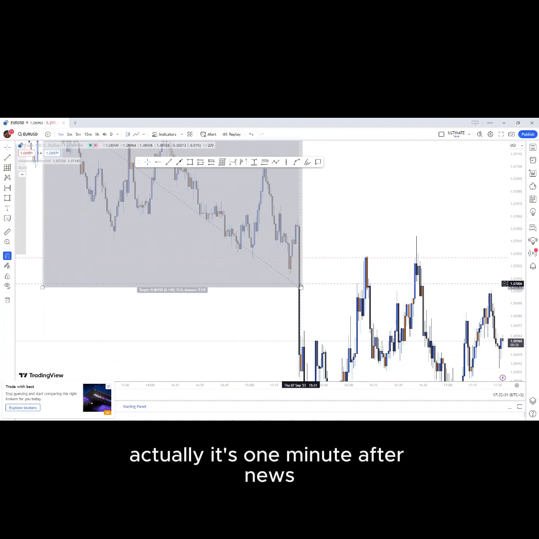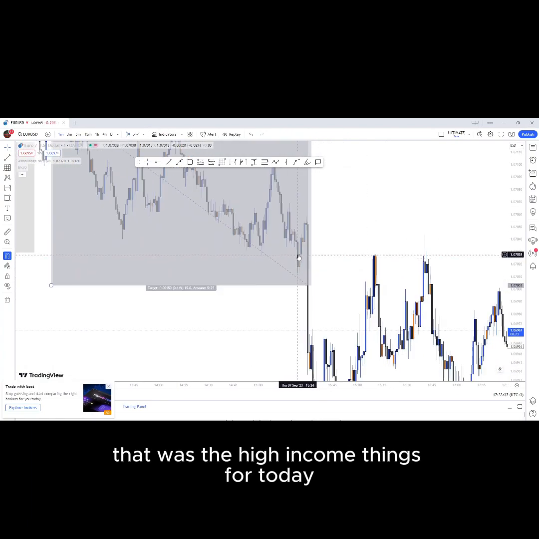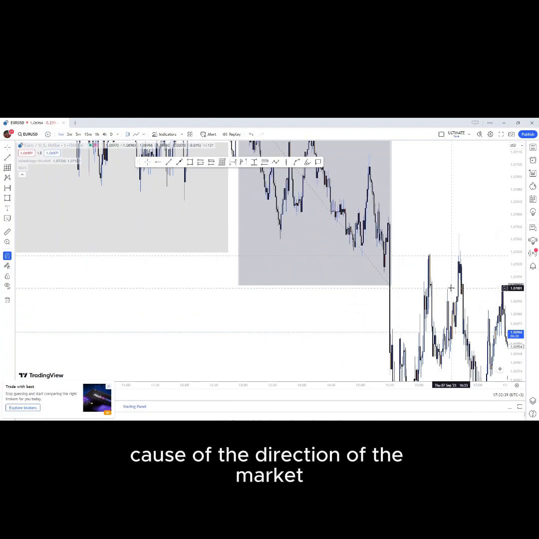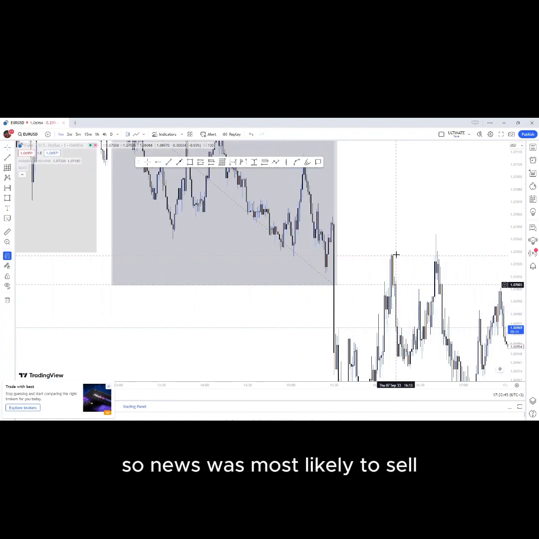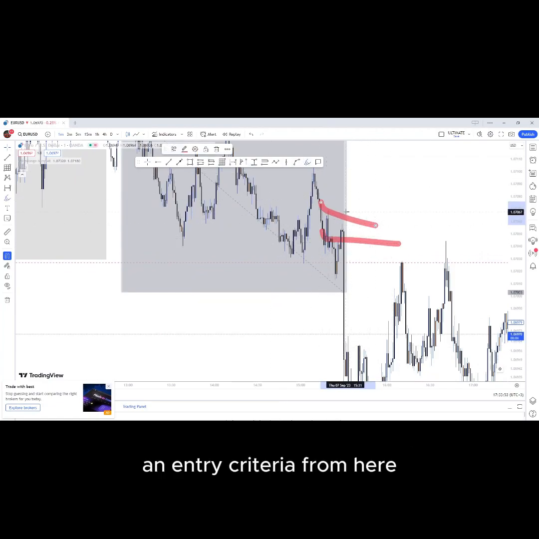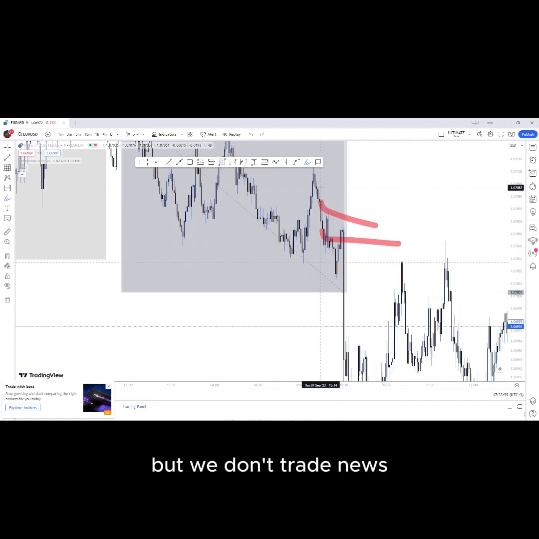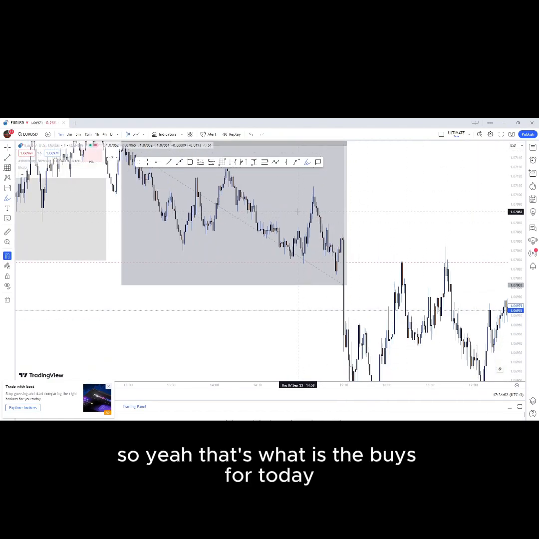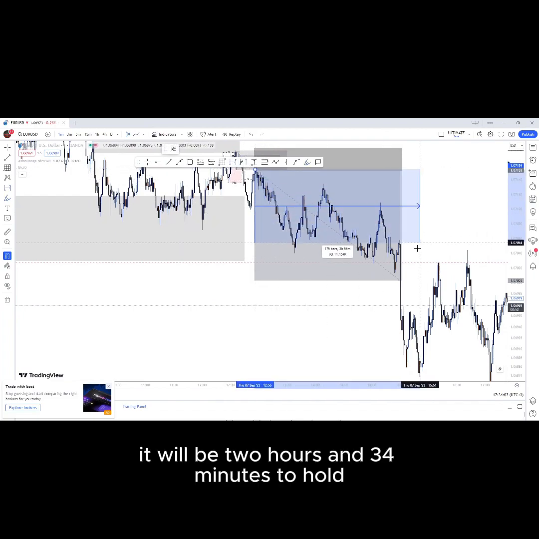Actually, it's 1 minute after news, unemployment claims for today. That was the high impact news for today, and I was confident in this because of the direction of the market. There was no appropriate demand level to buy from, so news was most likely to sell, and we can see how it created an entry criteria from here. So it will be like a 2 pip entry to the downside, but we don't trade news. So yeah, that's what was the buzz for today. And if this is how I took the trade, it will be 2 hours and 34 minutes to hold.